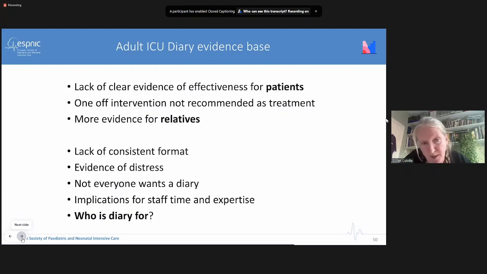I think what came out in the word cloud was this issue of staff time and expertise, and we know particularly in nursing there are very serious staff shortages, and I'm sure Enza will talk a bit about that as a barrier to rolling this out more widely: ICU nurses have a lot of things to do besides writing in diaries. And I think the biggest question I want to leave with you is, who is this diary for?